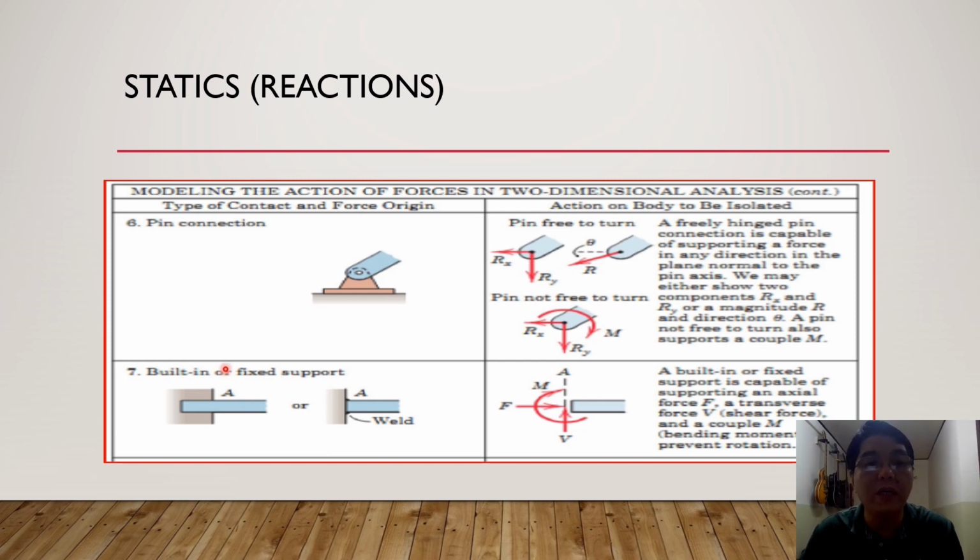So, susunod naman natin, yun yung fixed end support. Sa fixed end support natin, kumpleto yan. Nakakabigay siya ng reaction sa vertical, meron din siyang reaction sa horizontal, at meron din siyang moment na ibibigay. Okay? So, yan yung tatandaan natin.